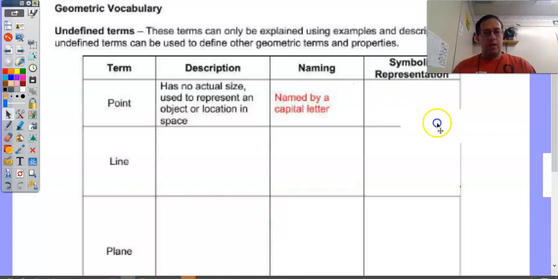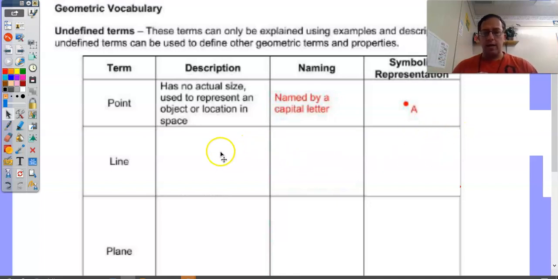All right. Now, the way we name it is with a capital letter. Always use a capital letter, and we will represent it as a dot with a letter beside it, usually. So this would be point A, and we just put A. Where's A? There's A. Point A.